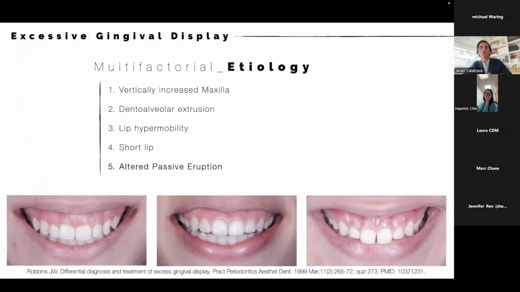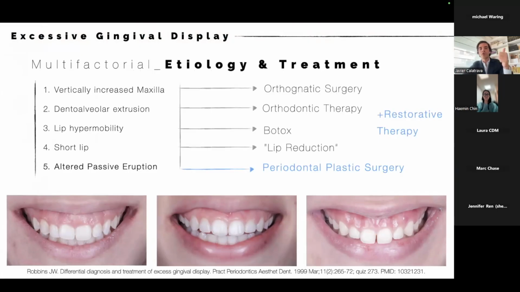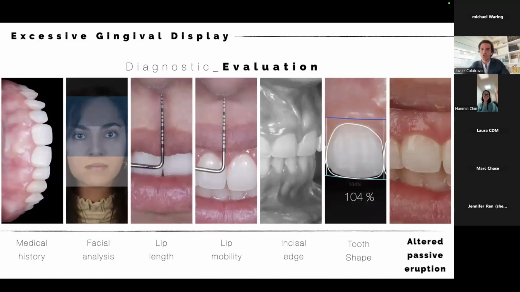And what is the etiology? Well, sadly, it's a pretty complex and multifactorial etiology, and it can be of either osseous components, if we have a vertically increased maxilla or a dental velar extrusion, or muscular components, if we have a lip hypermobility or a short lip. Or what we're going to treat as periodontists, and we're going to learn now how to diagnose, is altered passive eruption, which we will correct with periodontal plastic surgery.